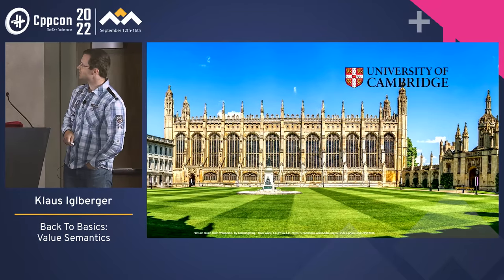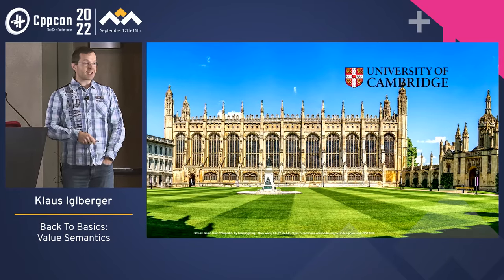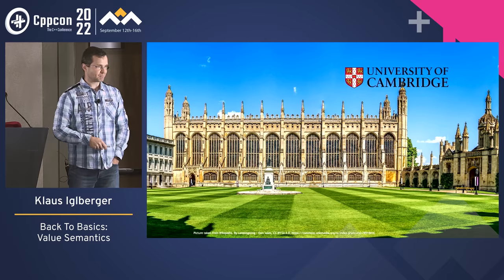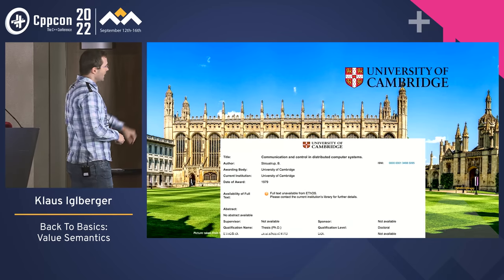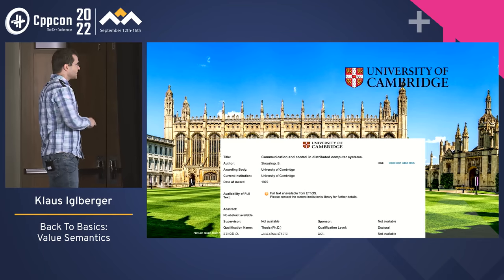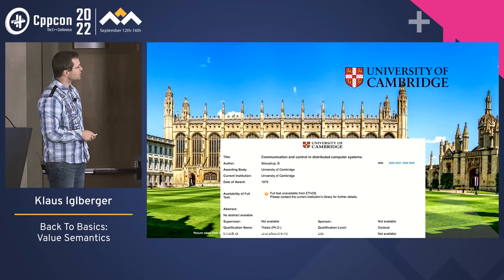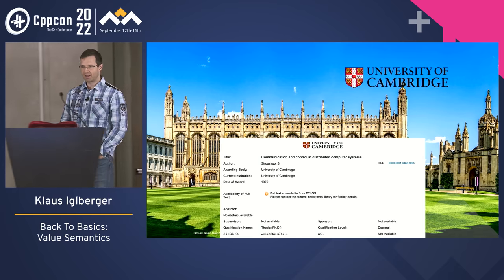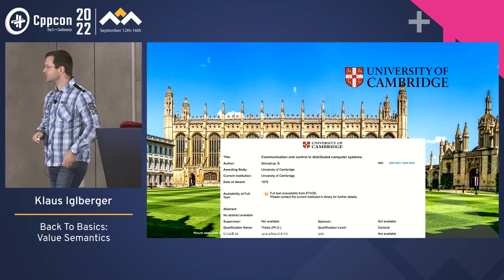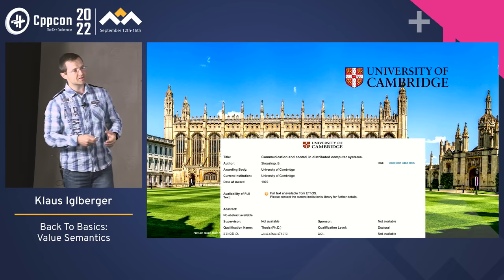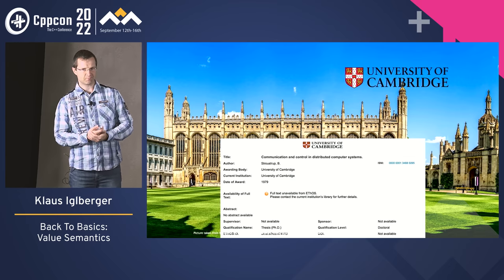And so we're here at Cambridge University, which is actually a place where Bjarne wrote his PhD. And he wrote his PhD with the title Communication and Control in Distributed Computer Systems. So, of course, he had to write some code for that. And he calls this code his simulator.